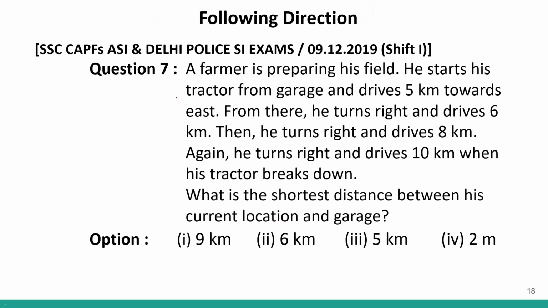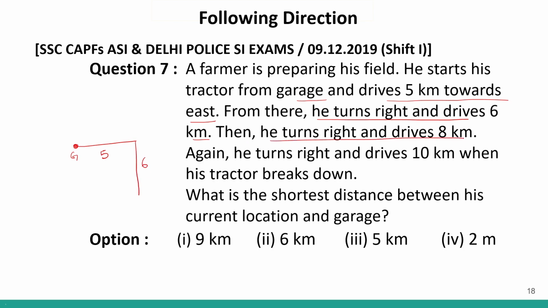Now, question number 7. A farmer is preparing his field. He starts his tractor from the garage and drives 5 km towards the east. So let's say this is the garage. He starts and goes 5 km towards the east. From there, he turns right and drives 6 km. So right and 6 km.